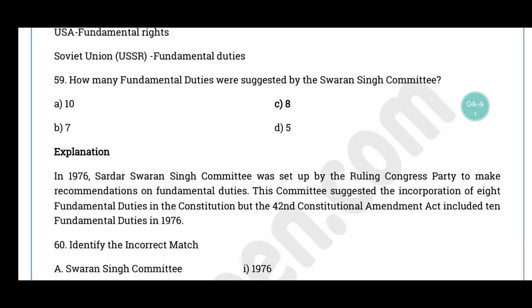Question number 59. How many fundamental duties were suggested by the Swaran Singh Committee? The correct answer is option C, 8. In 1976 Sardar Swaran Singh Committee was set up by the ruling Congress party to make recommendations on fundamental duties.